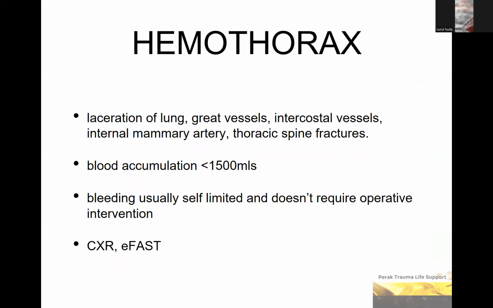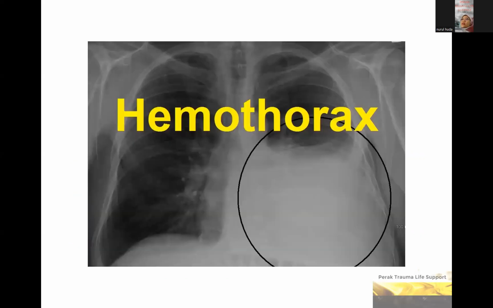Next is hemothorax. It can occur when there is a laceration of the lung, great vessels, intercostal vessels, internal mammary artery, or thoracic spine fractures. Usually the blood accumulation will be less than 1,500 mL, and the bleeding is usually self-limited, and the patient most of the time will not require any operative intervention. To diagnose, you might need adjunct studies such as chest X-ray and also EFAST.